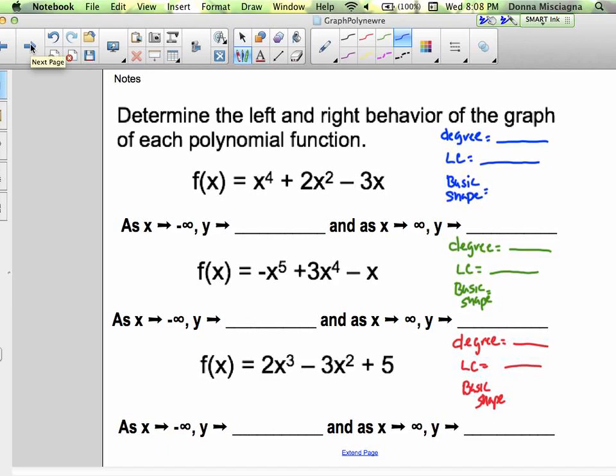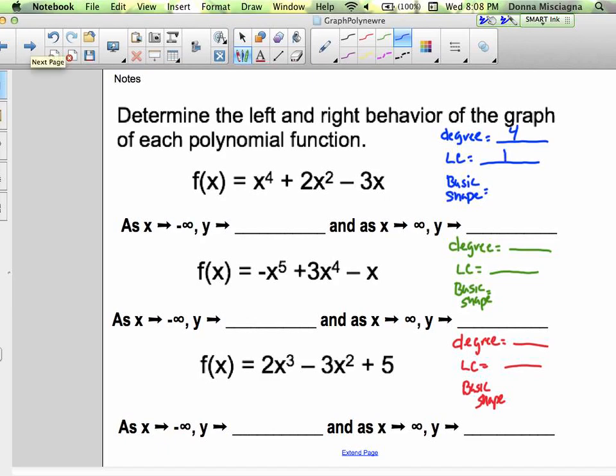All right, so let's take a look at our first one. F of x equals x to the fourth plus 2x squared minus 3x. We're going to look to the largest exponent. There he is. He's 4. 4 is the largest exponent. That's our degree, and on the blank there, put 4. The degree is 4. Leading coefficient? Just look at the coefficient in front of that term with the exponent. So x to the fourth has a coefficient of 1.